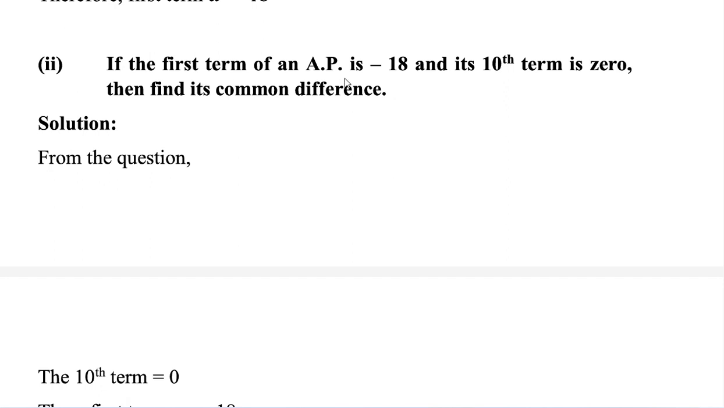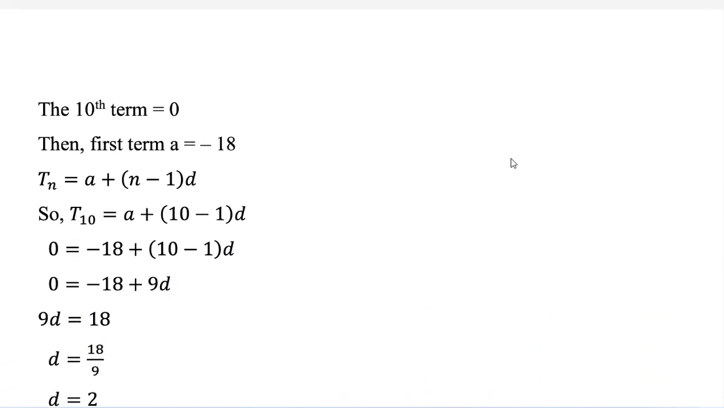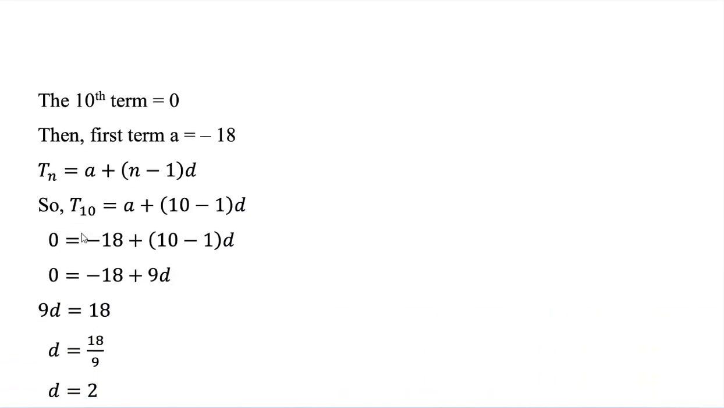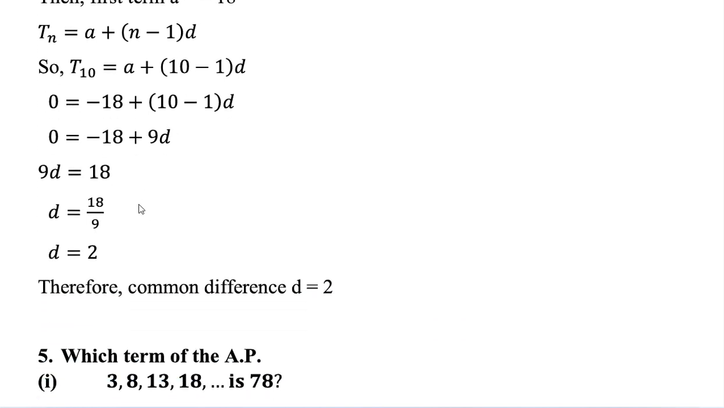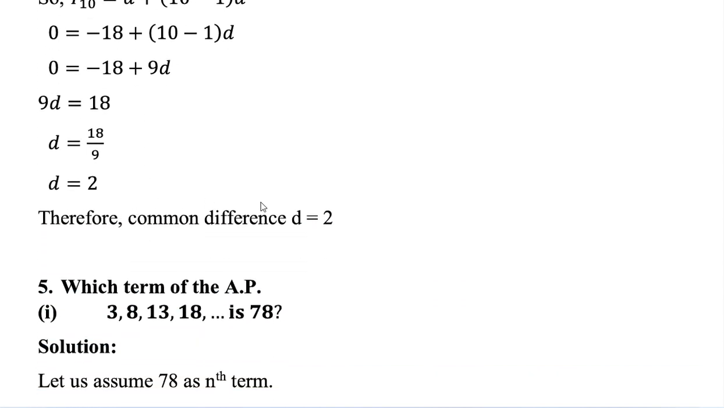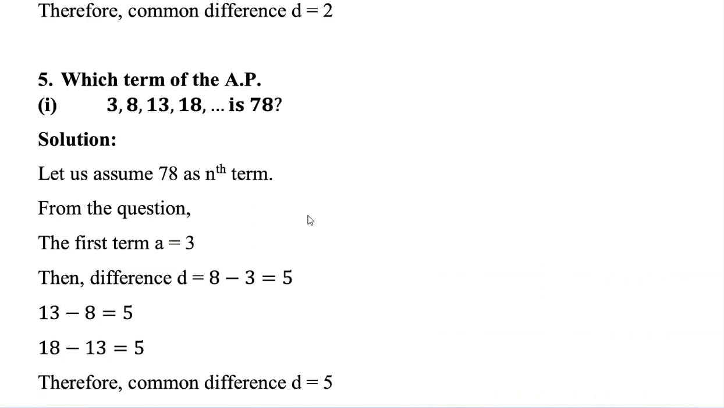If the first term of an AP is minus 18 and its 10th term is 0, then find its common difference. The first term is given over there, minus 18, and the 10th term is 0. So T10 is equal to 0, A is minus 18, and n is equal to 10. D I don't know. From this equation you can calculate the value of D, that is D will be equal to 2. Come to the next question.